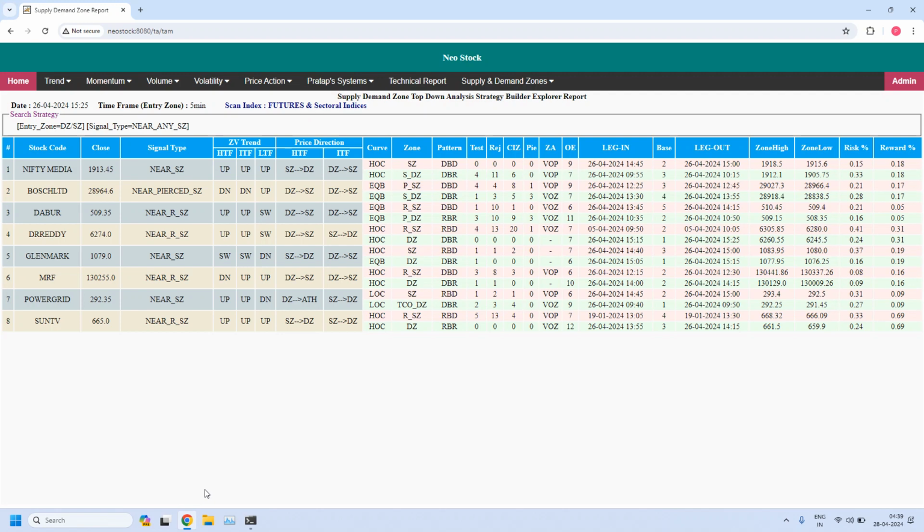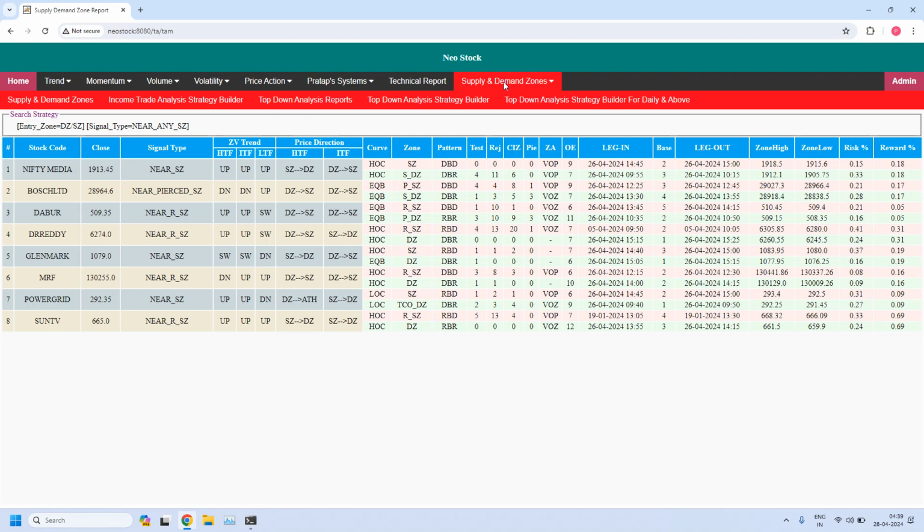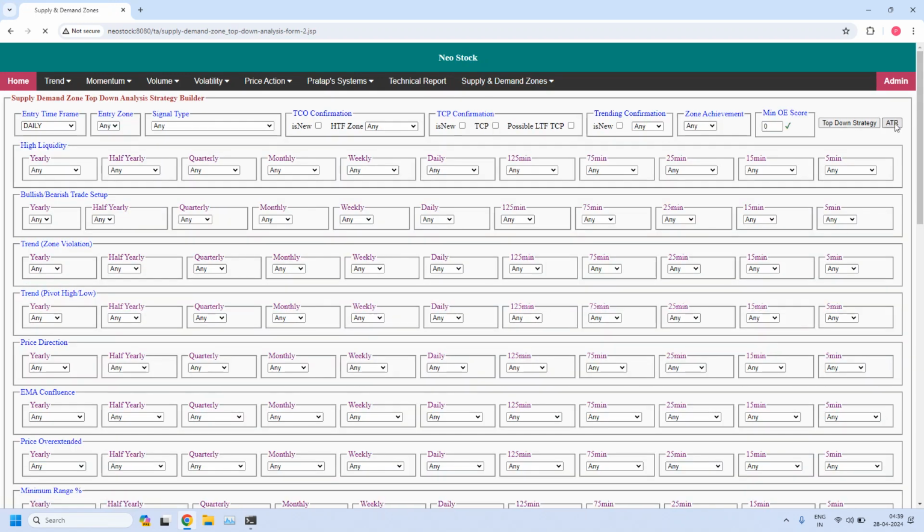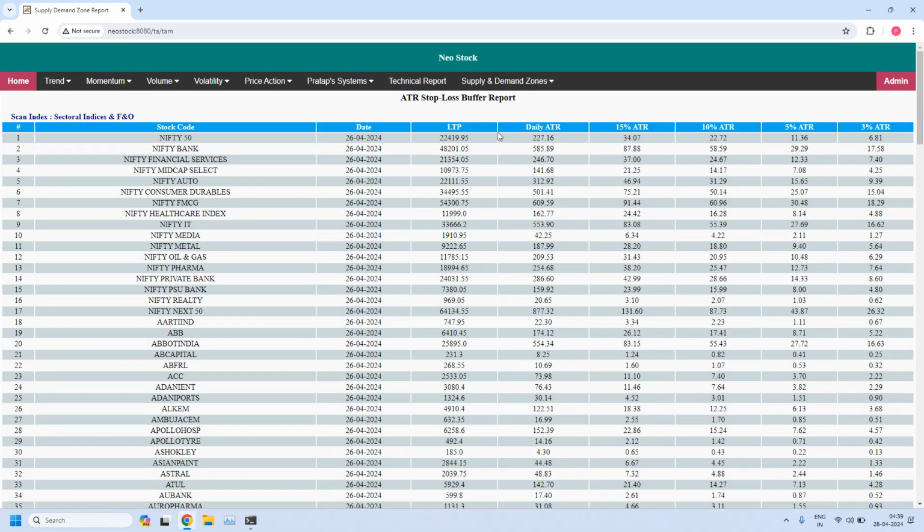Now let us generate the last report, that is stop buffers based on the daily ATR. So these are the stop buffers. This is the daily ATR, and 15% ATR you can use for daily zones. 10% ATR you can use for 125 or 75-minute zones. 5% ATR you have to use for 25 minutes or 15-minute zones, and 3% ATR you have to use for 5-minute zones.